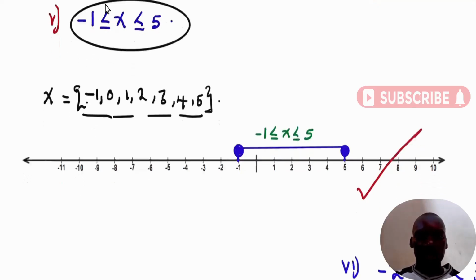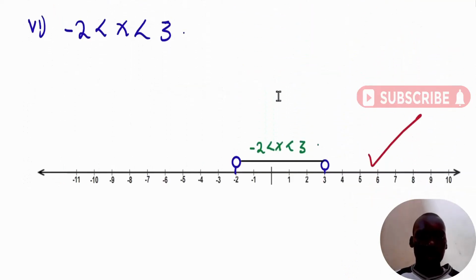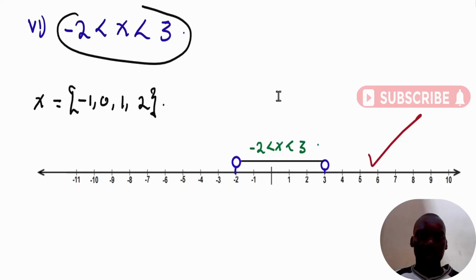We can now proceed to number 6, which is negative 2 less than x less than 3. So we have now our x being equal to, our set is not going to include negative 2. So we are going to begin with negative 1, then 0, 1, 2 alone, since 3 is exclusive. So this is the set that satisfies the inequality of our Roman numeral 6.